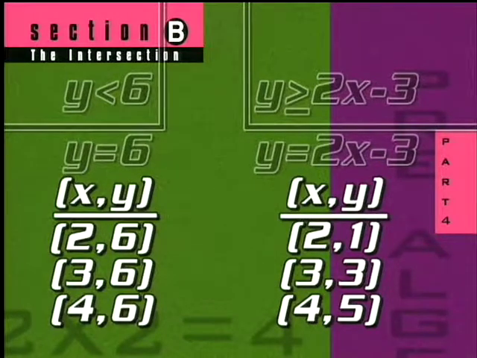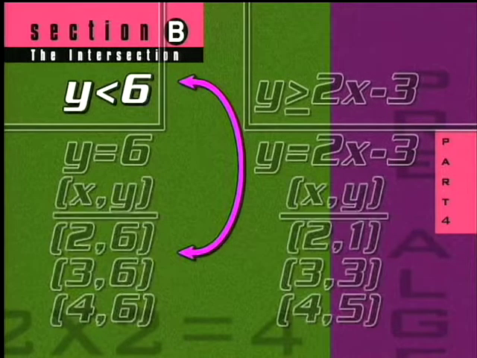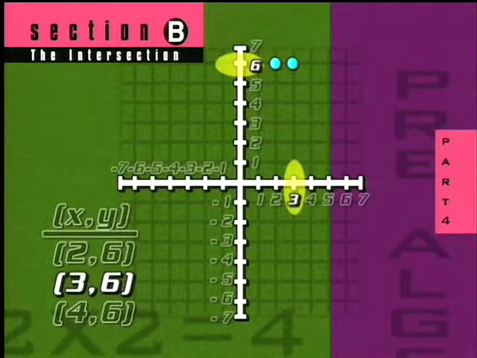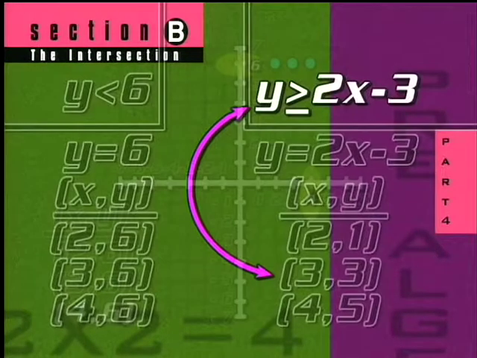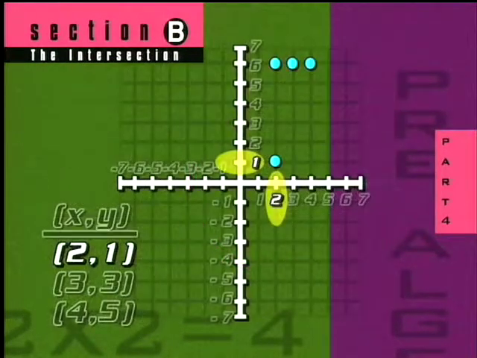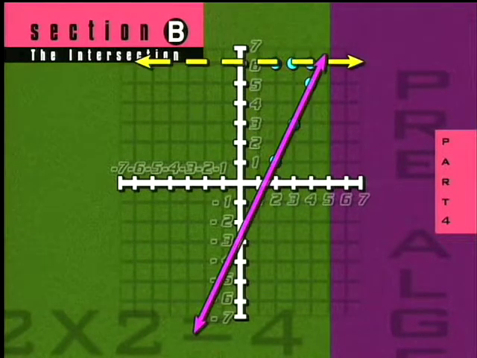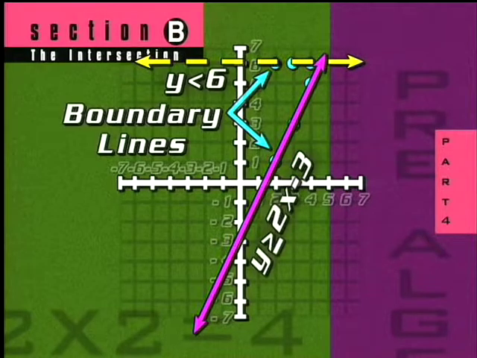And when it's all said and done and dinner's on the table and the cats come home, these are the lists of coordinates we get for each equation. Plotting the points for our first inequality, we've got 2 and 6, 3 and 6, and 4 and 6. And for our second, we've got 2 and 1, 3 and 3, and 4 and 5. When we connect our points, our lines look like this. These are the boundary lines for our two inequalities.